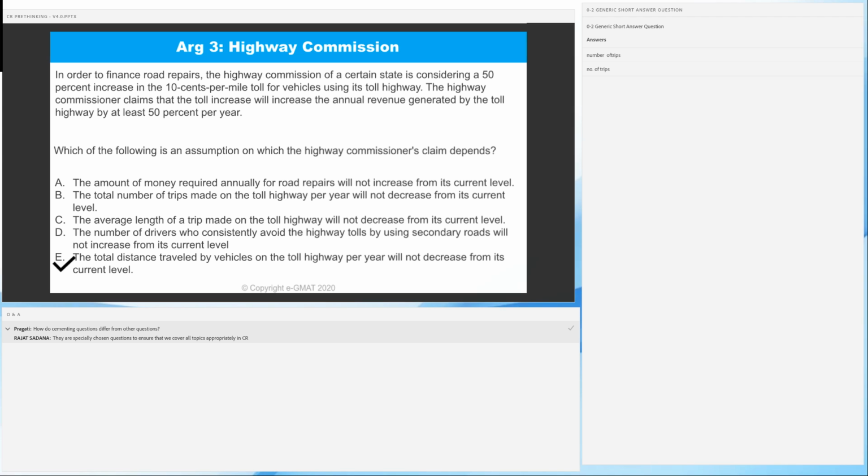Okay. People who chose choice A, is the claim about the fact that you'll have enough money to finance road repairs? Absolutely not. The claim is purely about increasing the annual revenue generated by the toll highway by at least 50% overall. Okay. All right.